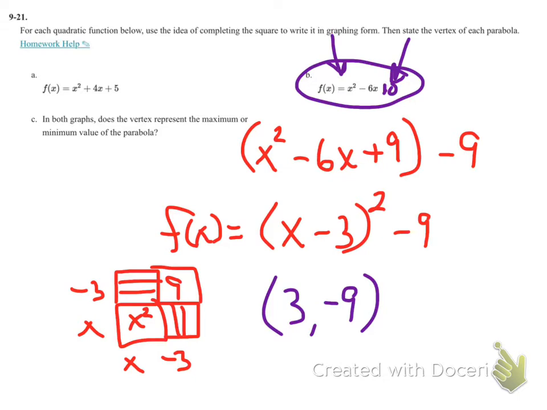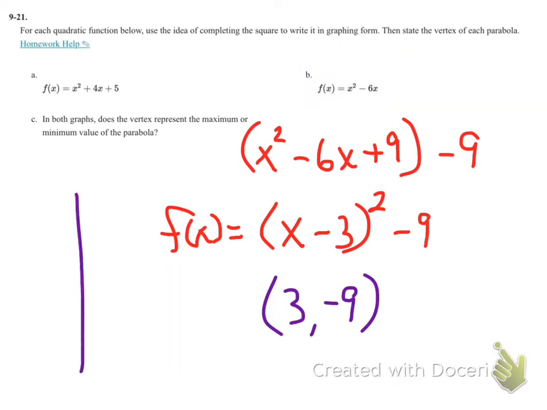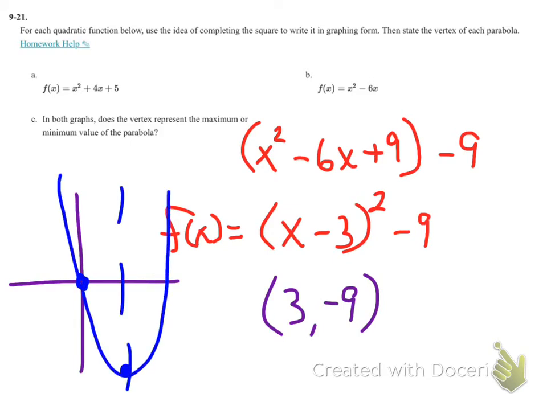So if I think of a graph of this, (3, negative 9) would be over here somewhere. I would have a point right there. My line of symmetry would be there, so my graph would look like this. This vertex would again be a minimum value.